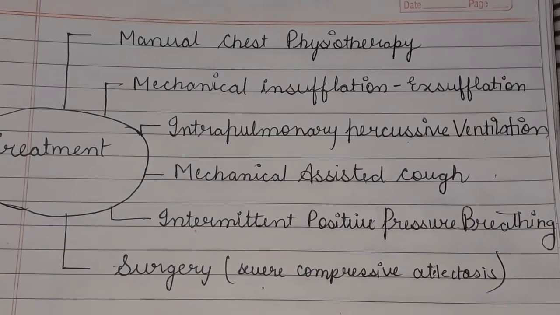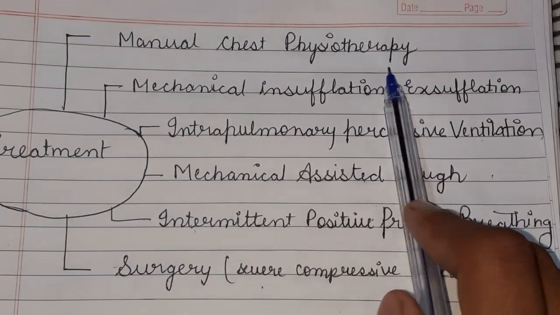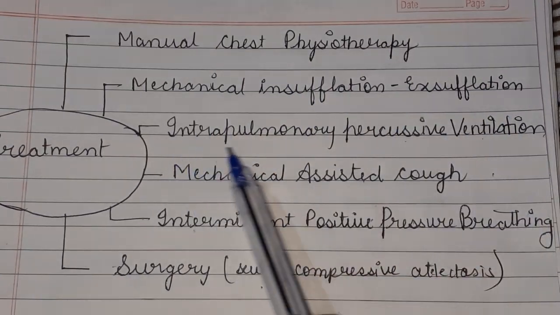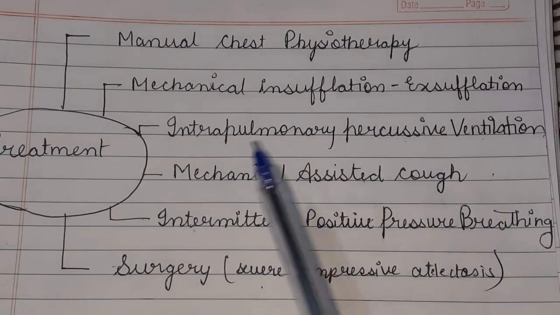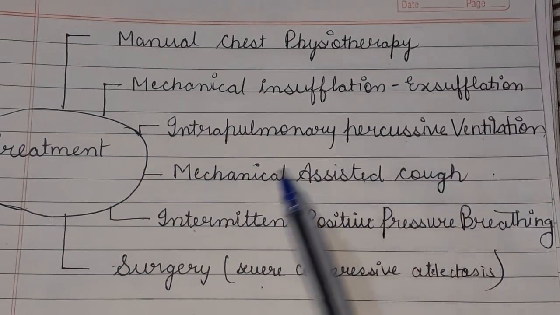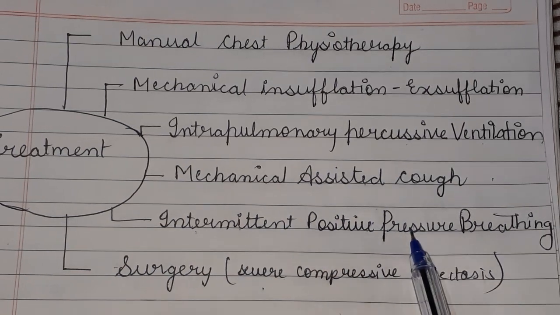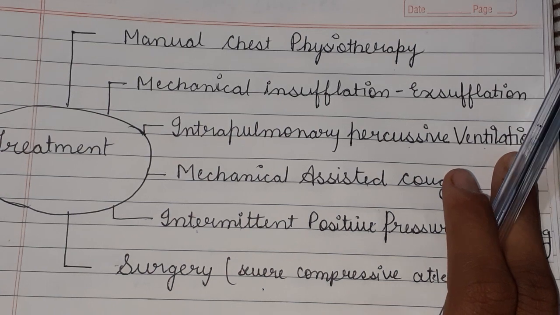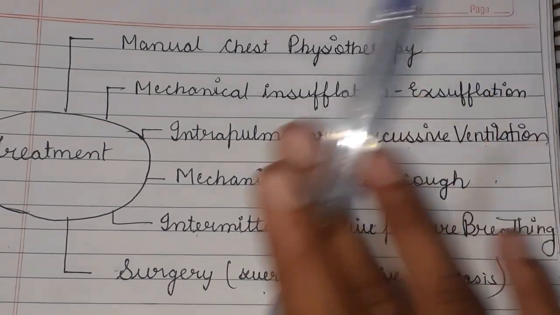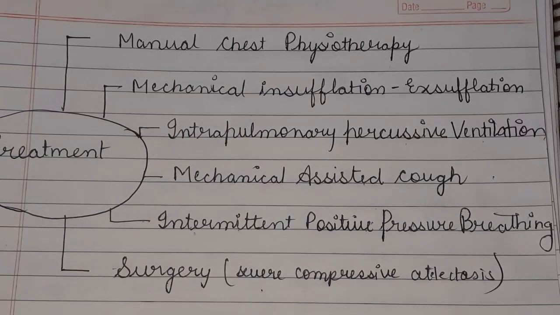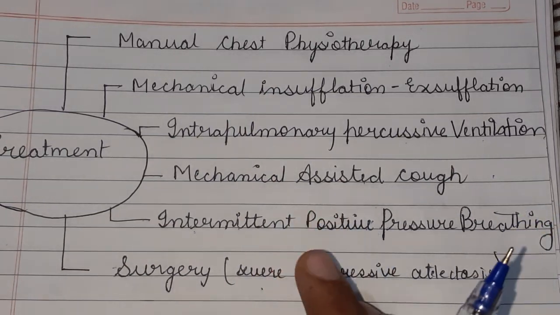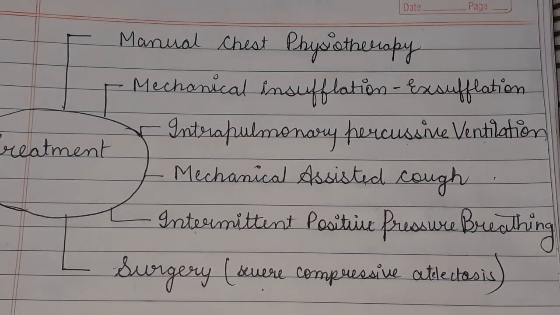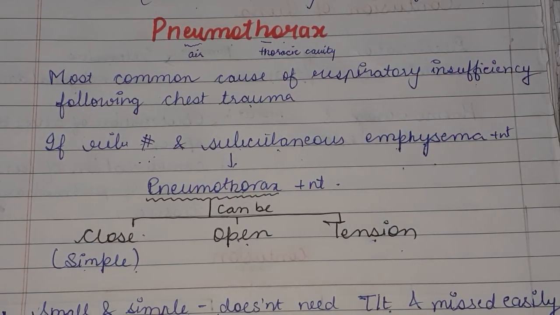अदर ट्रीटमेंट क्या है, मैनुअल चेस्ट फिजियोथेरेपी, मैकेनिकल insufflation and exsufflation, intrapulmonary percussive ventilation, mechanical assisted cough, intermittent positive pressure breathing, and surgery. These are the other treatments of the pneumothorax, and the main important treatments are thoracocentesis and intercostal tube drainage. So these are the alternative treatments, and both are the main treatment. So this is all about the pneumothorax.